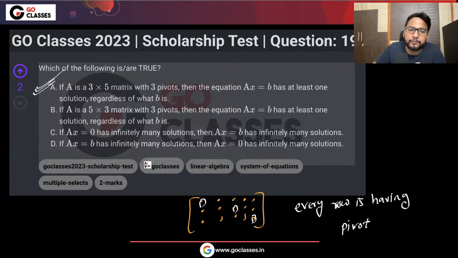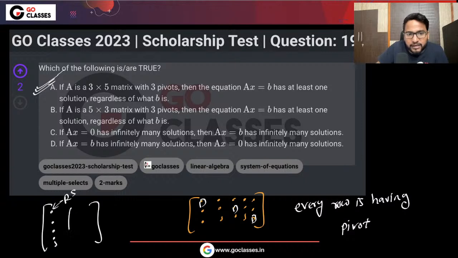What about B? B is saying we have 5 rows and 3 columns, which means 3 vectors in R5. Then it is not necessary that you will have a solution, so that's why it is false. Why? Because 3 vectors in R5 need not fill the space. Let's see option C.